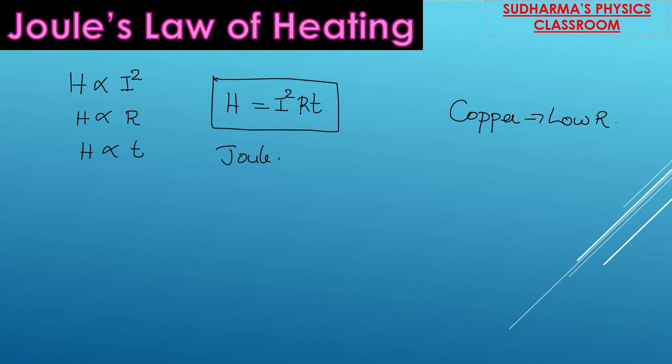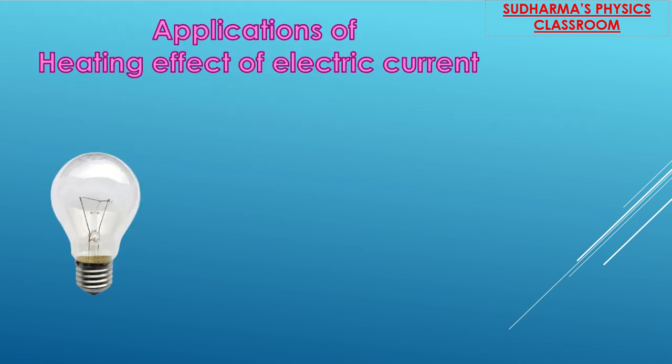Hope you understood that. Now let's see some examples or real life applications of heating effect of electric current. We have the tungsten filament bulb. The filament of the bulb is made of tungsten.